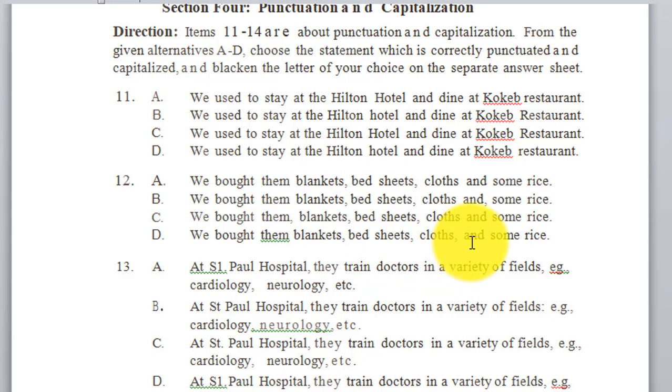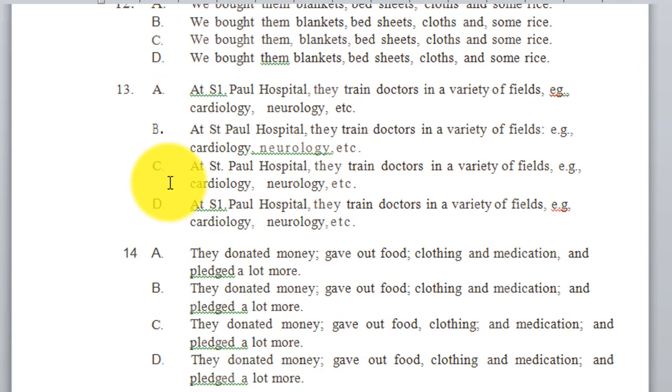No need to put a comma before the conjunction. Before the conjunction and, if the two clauses are main clauses or a correlative conjunction is used, we use a comma. But here they are words, clothes and some rice, so no need to put any comma here because the conjunction is between the two words, so we cannot put any kind of punctuation mark. So the answer should be A.